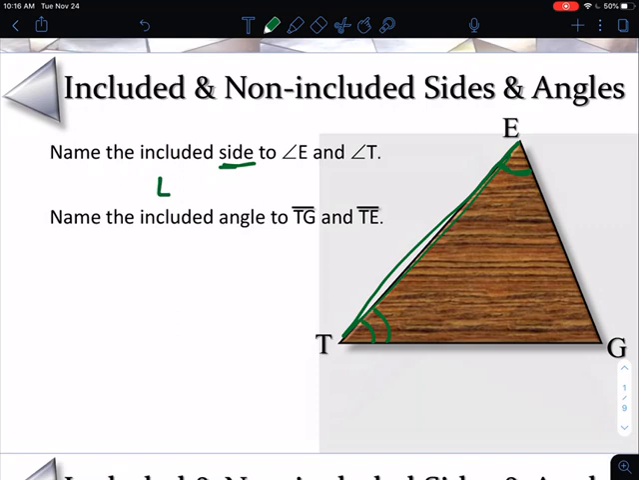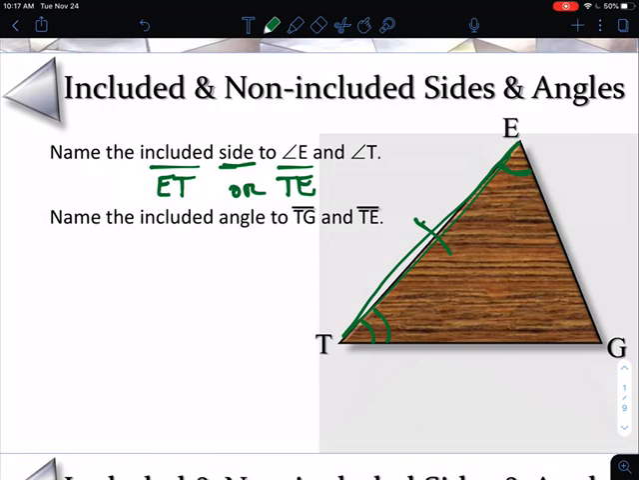If we name that, that would be side ET, so line segment ET, or you can have it in the reverse order, say line segment TE. Either way, as long as you have the line segment symbol with the two letters. So side TE would be in between those two particular angles.